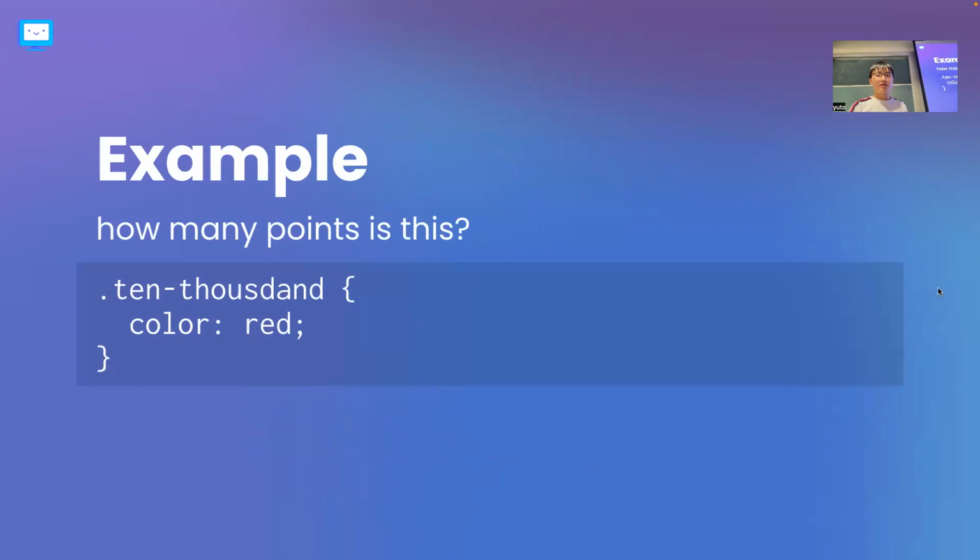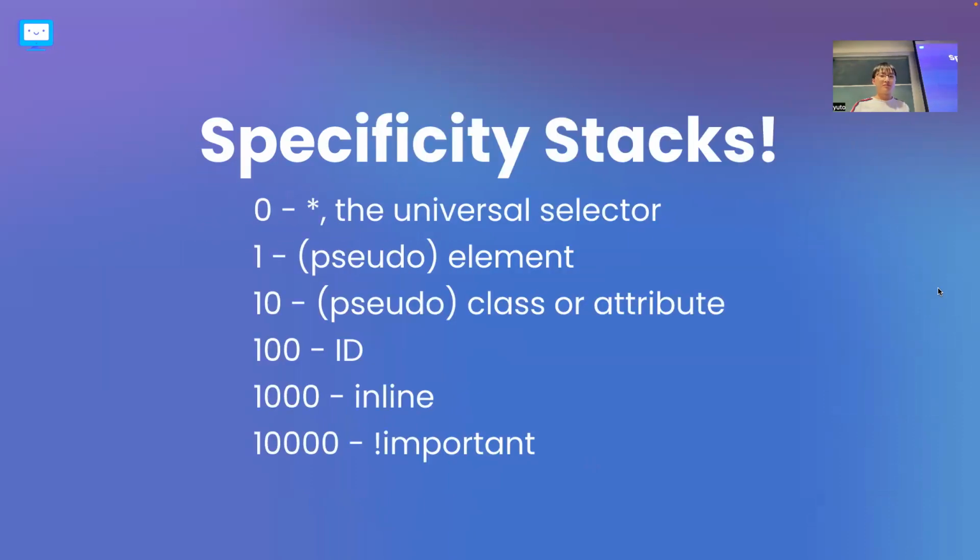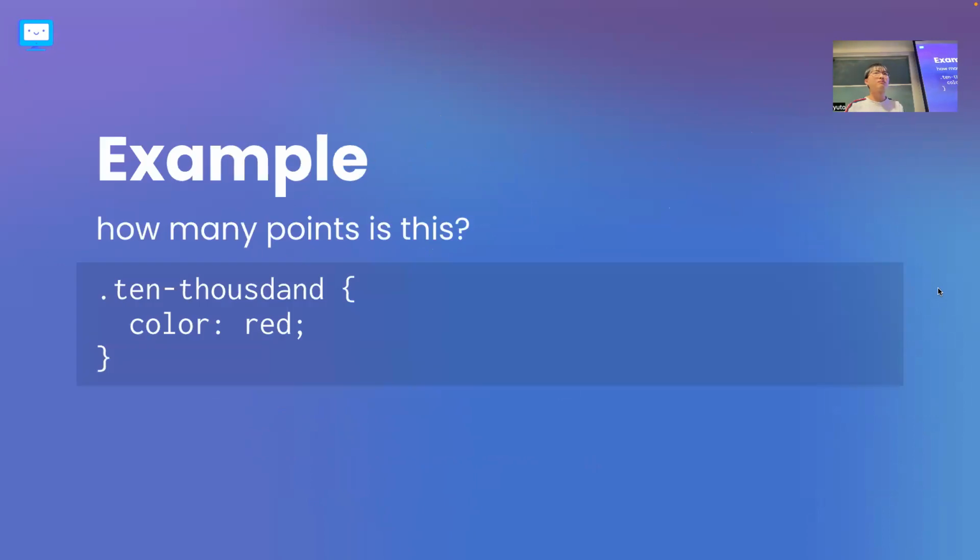Okay. So this is an example of a CSS selector and a CSS property and its value. So try to think about how many points this has. You can take a look at this. Does anyone want to volunteer an answer or a guess? Okay, I hope everyone has an answer in their head.